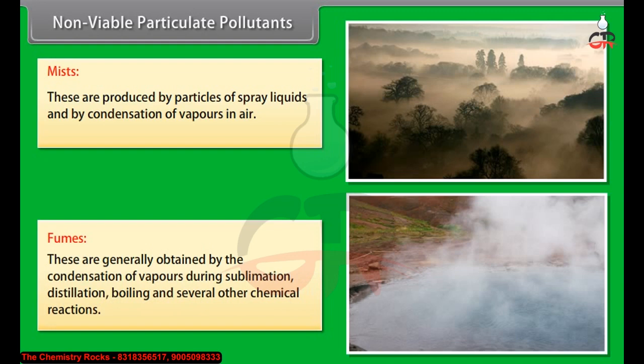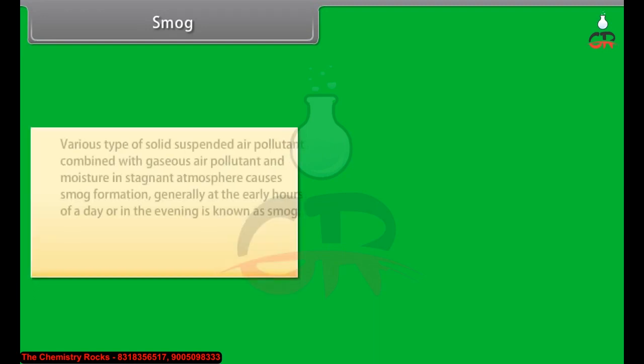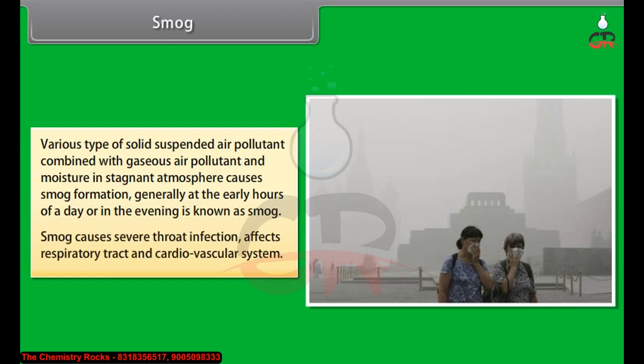Smog. The combination of smoke and fog is generally known as smog. Various types of solid suspended air pollutants combined with gaseous air pollutants and moisture in a stagnant atmosphere cause smog formation. It generally occurs in the early hours of the day or in the evening. Smog causes severe throat infection and affects the respiratory tract and cardiovascular system.